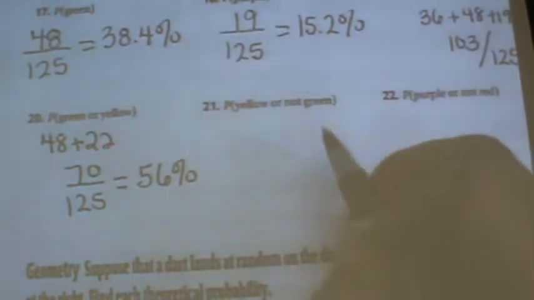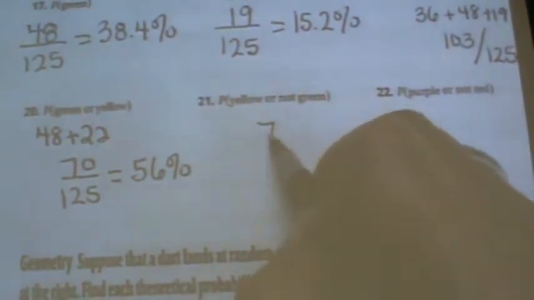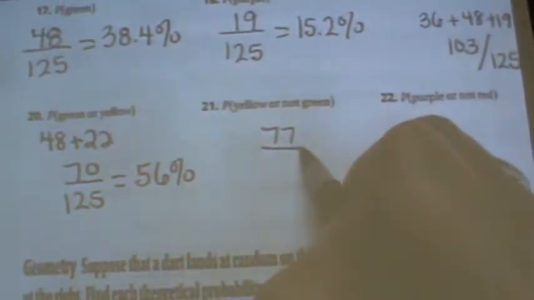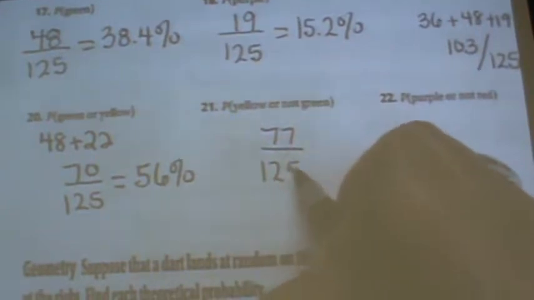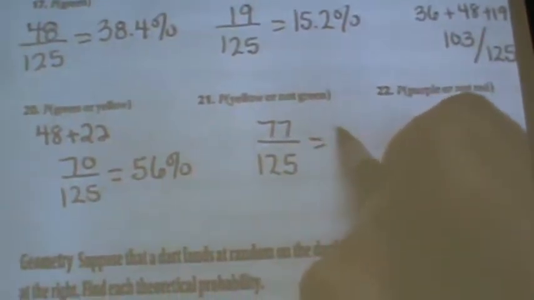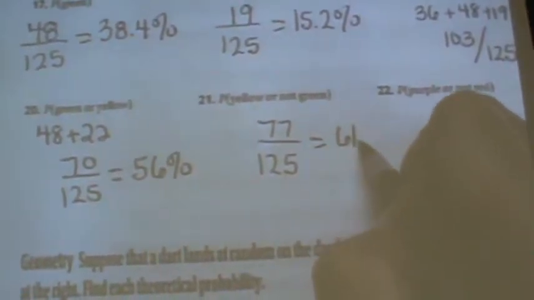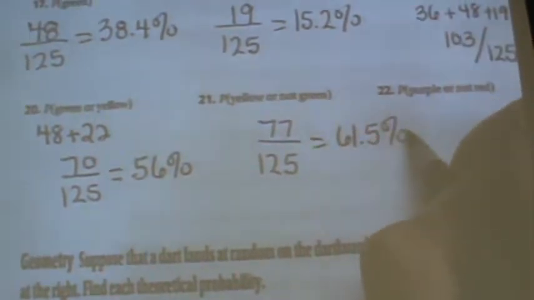56. How many are yellow or not green? So what are you going to do? Take out the green ones. So 77 over 125. And what percent is that? 61. 0.6, I think it is.